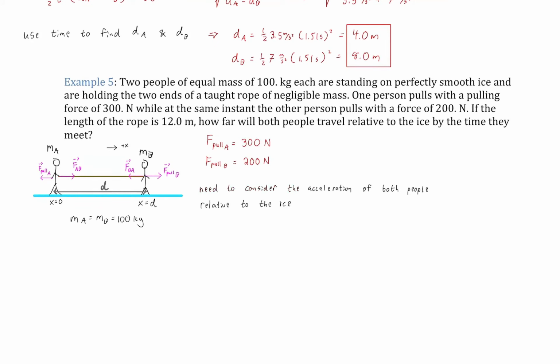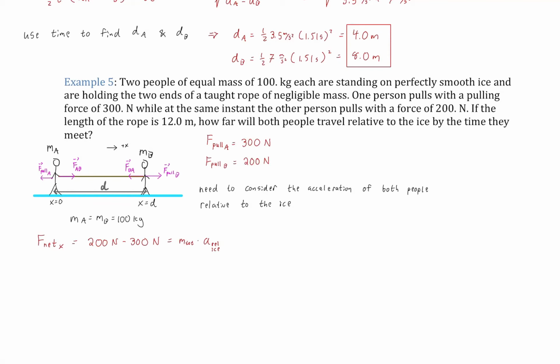All right, so let's go through it. So we need to consider the acceleration of both people relative to the ice, as I mentioned, okay? So we then consider the net, F net x, and this would be the net force acting on the combined pair of people. So it's 200 newtons in the positive direction, because that's F pull B. And then minus 300 newtons in the negative direction, which is F pull A. And that's going to equal M total, which is just going to be 200, times the acceleration of both of them relative to the ice. And they're both going to have the same acceleration relative to the ice.